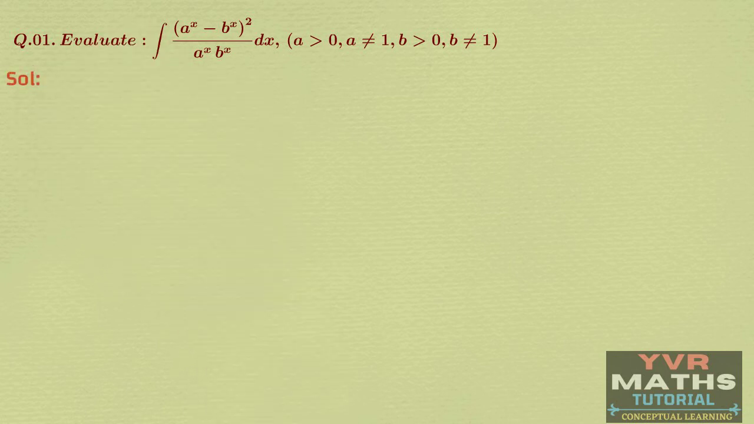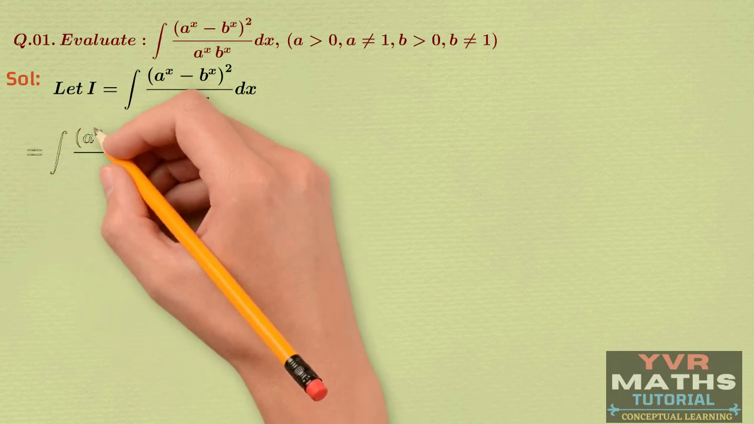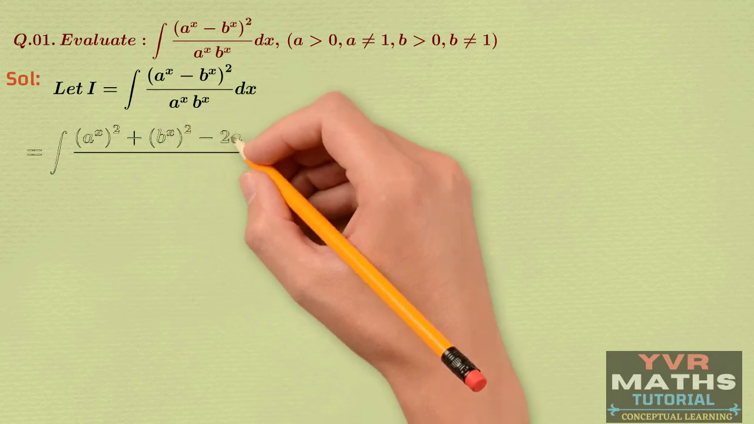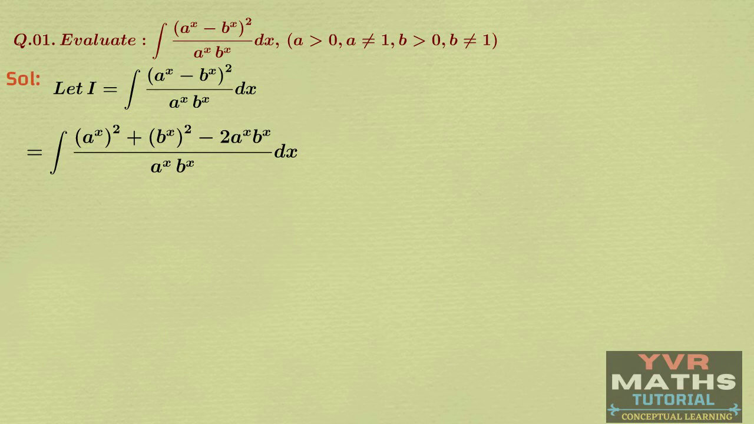First of all, I will take the given question as I. Let capital I is equal to the given question, integral of a power x minus b power x whole square by a power x into b power x dx. If you observe the numerator part is in the form of a minus b whole square. So, you can expand that a minus b whole square. So now, the next step is integral a power x whole square plus b power x whole square minus 2 a power x into b power x upon a power x into b power x dx.